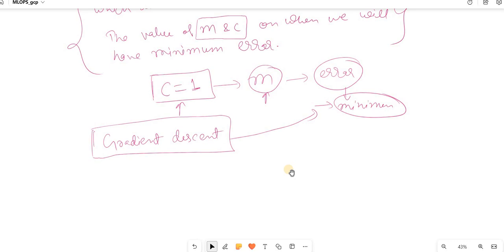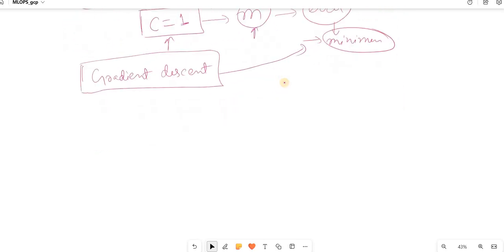That will go a little bit more mathematical, but even if you do not understand much of the mathematics, you need to have the intuition of how exactly gradient descent works. That will be more than enough. Okay, so now we understood y equal to mx plus c.